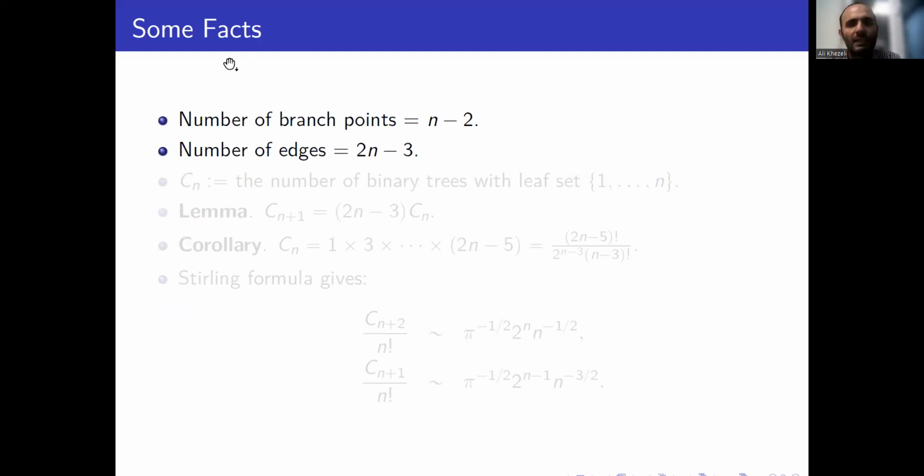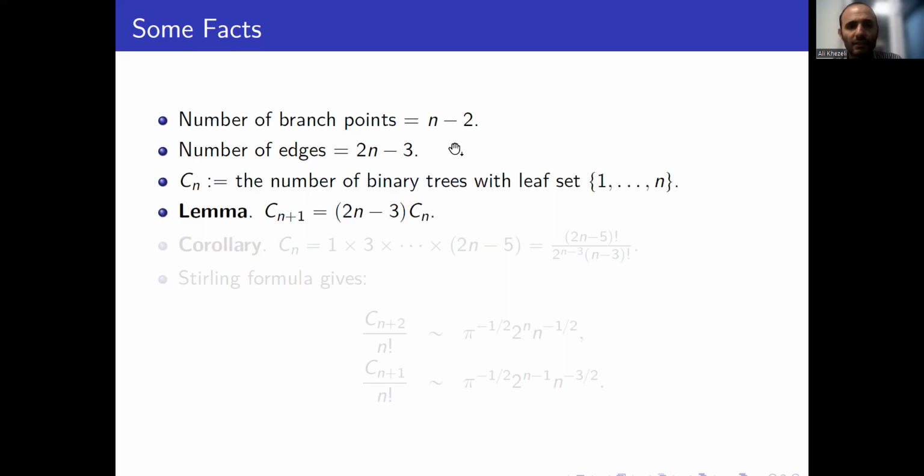One is that if you have n leaves, we should have exactly n minus 2 branch points, and so the number of all edges is exactly 2n minus 3. This gives nice combinatorial properties. For example, if we let Cn be the number of binary trees with n leaves, then Cn plus 1 is exactly 2n minus 3 times Cn. The reason is that, assume you have a tree with leaf set 1 to n. To obtain a tree with n plus 1 leaves, it is enough to attach a new leaf to the middle of one of the edges.